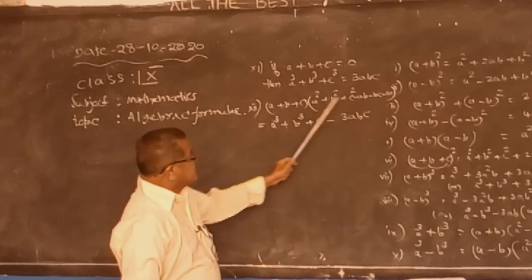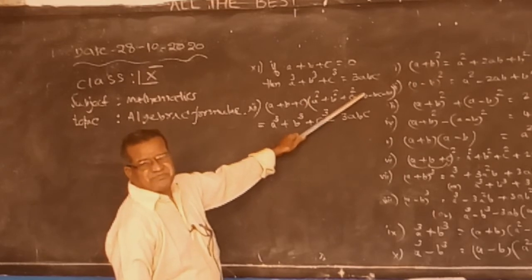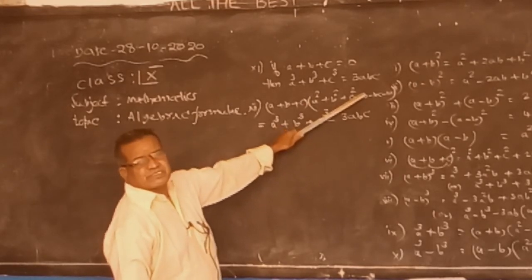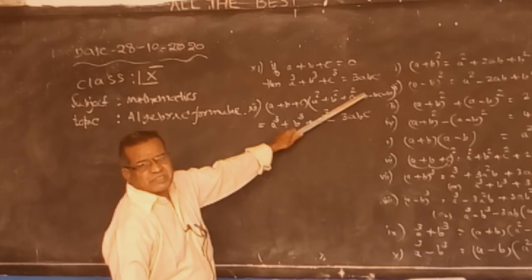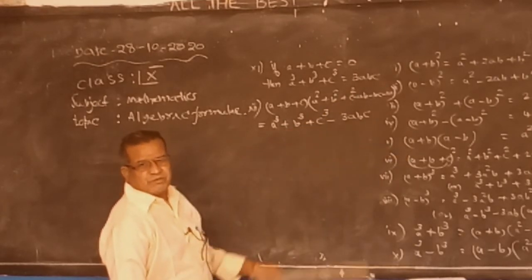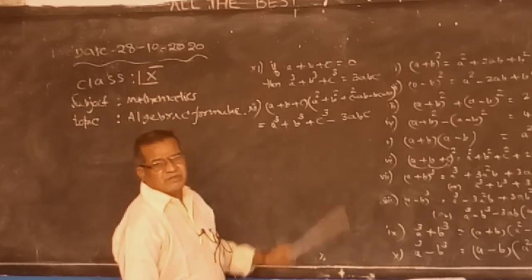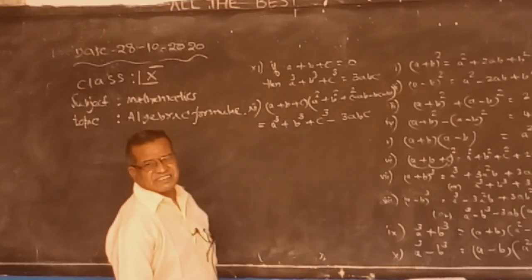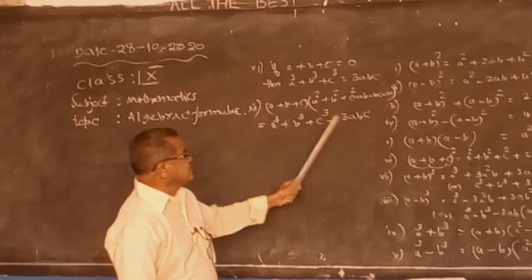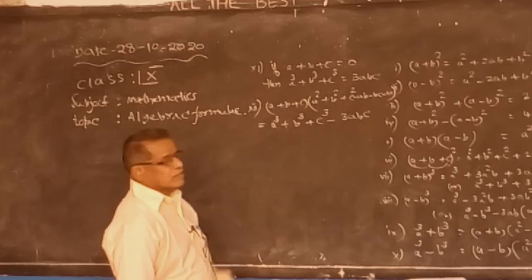When we multiply these two, we get 18 terms. Among the 18 terms, some are having same terms with different sign. Different sign means one term is plus, the other term is minus. So they are cancelled, and only these are left. That's why we say this is a formula.